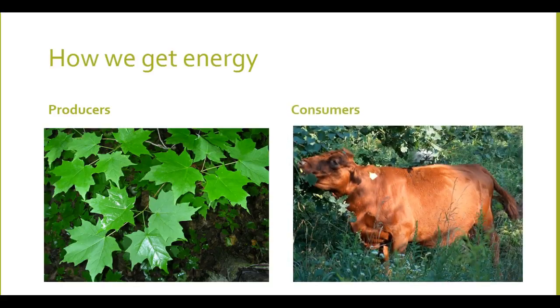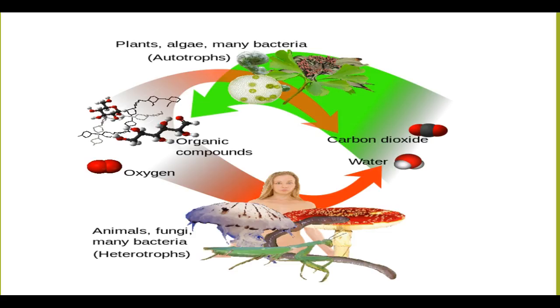Then we have consumers, which essentially eat producers, like this cow here foraging for food. Now, one thing to remember, if you're a human, you eat plant-based foods like beans or peas or corn, and those foods are producers by nature. But at times we also eat other consumers. If we're eating a hamburger or we're eating ham or chicken, those creatures are also consumers.